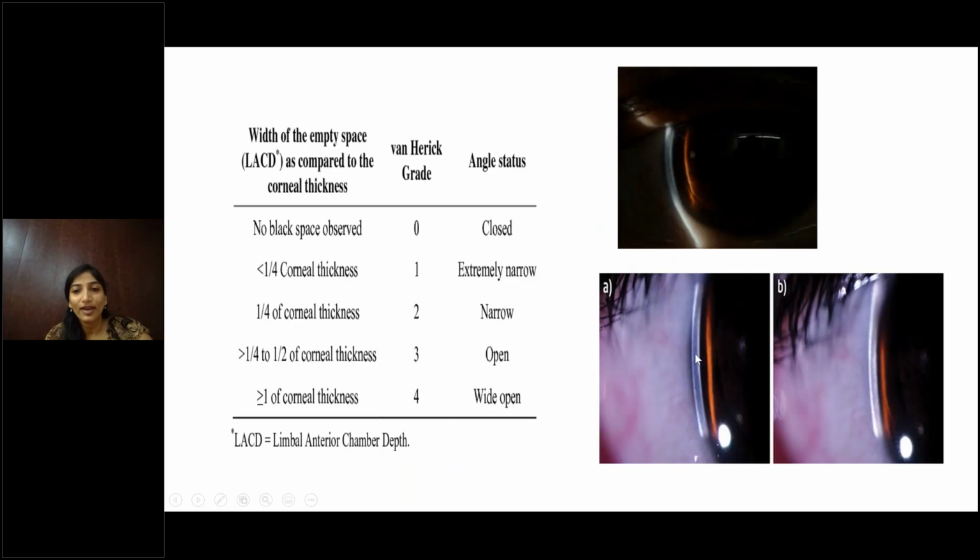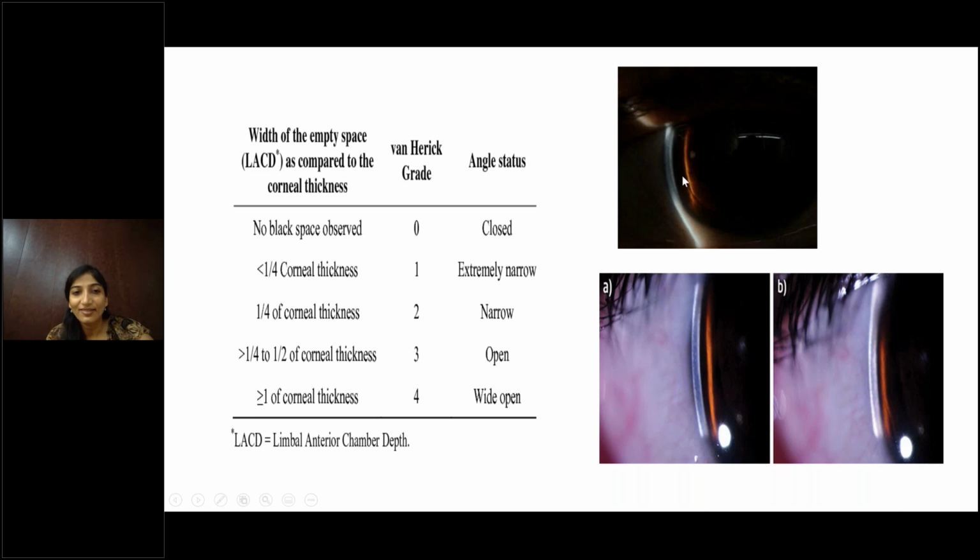Okay, so how can you quantify angle closure? Basically, on a slit lamp examination, at the periphery of the iris, you shine a slit beam and see the section and the gap or the area between them. Okay, if there is no space observed, that means angles are closed. Okay, it's called grade 0 Van Herick.